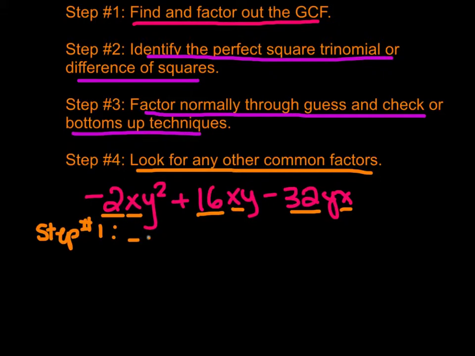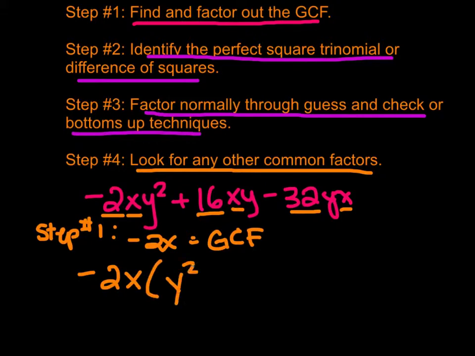So let's say our greatest common factor is a negative 2x. That is our GCF. So if we were to take that out, a negative 2x, we end up with y squared minus 8y plus 16. And actually, this is what is going on. I shouldn't have a second y here. I screwed up my initial video. Sorry, guys. I apologize. Stick with me.